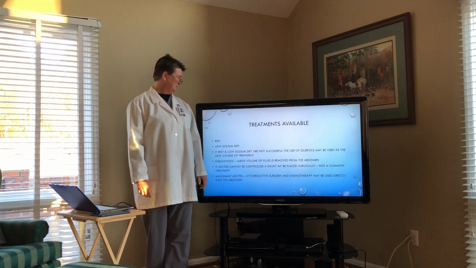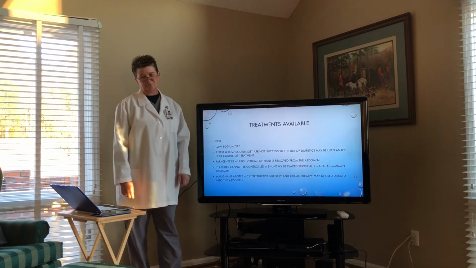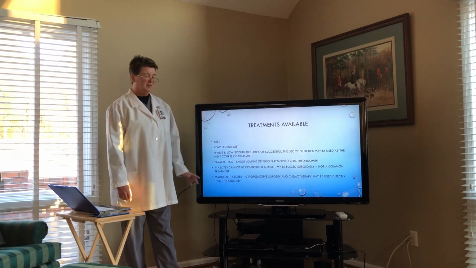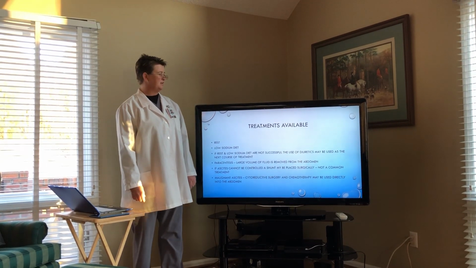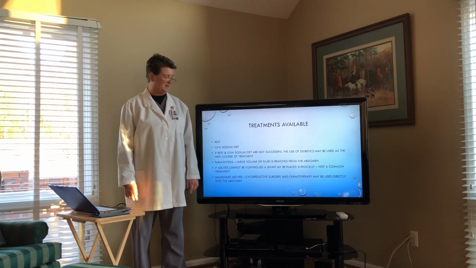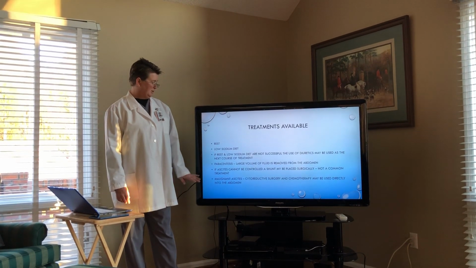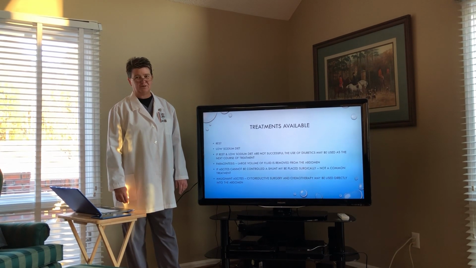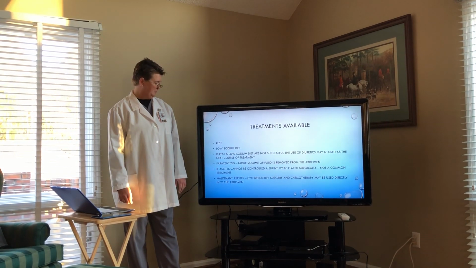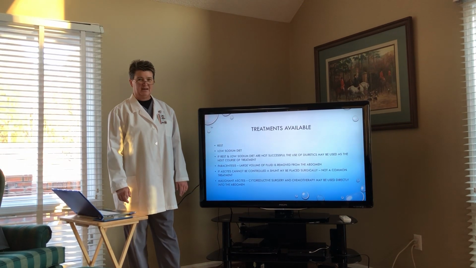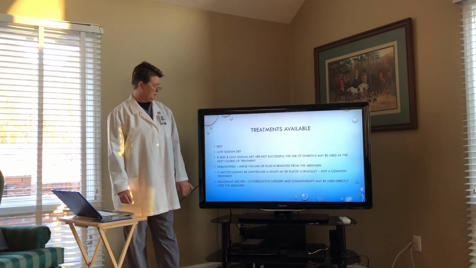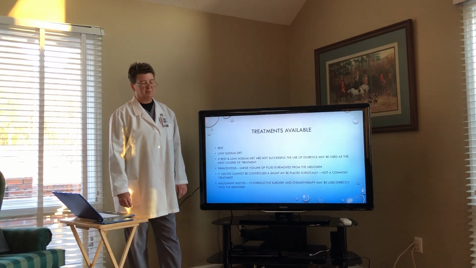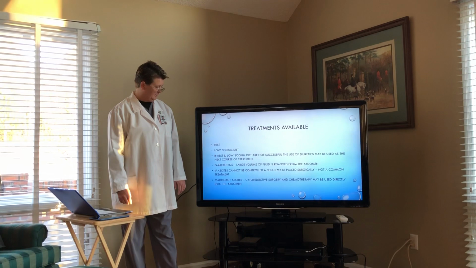Some of the treatments available for ascites, first of all, are rest, a low sodium diet to decrease the retention of fluids. If rest and a low sodium diet are not successful, they can use diuretics, which is a second line therapy. We can use a paracentesis, which is a sterile procedure where fluid is actually drawn off of the abdomen. If the diet, rest, diuretics don't work, and a paracentesis does not work, you can also use a shunt, which can be placed surgically, which is very rarely done.